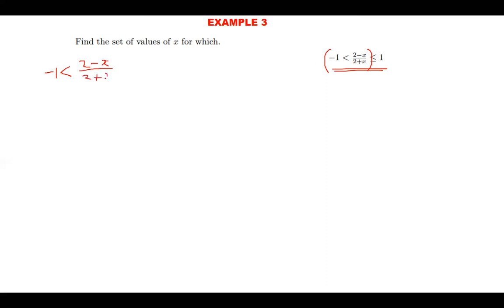Like this. You also take this other part, this one this side, and solve it also separately. So meaning you have something like this.